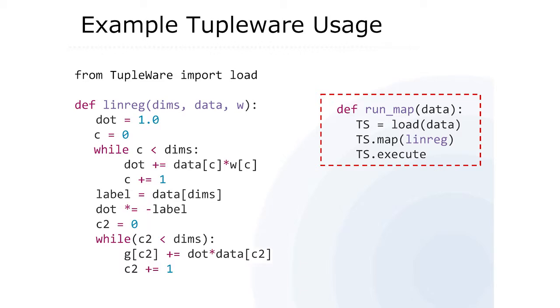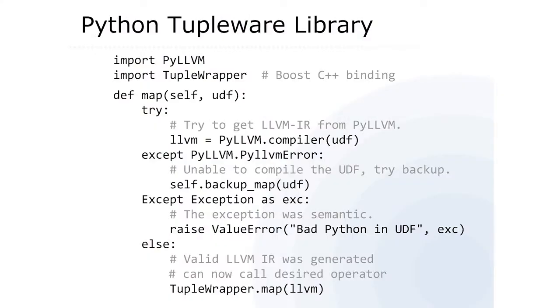This is pretty much the simplest thing you can do, which is just map a function to your code and execute it. If you go one level lower, you see that the Python Tupperware library itself is pretty straightforward. The first thing we do is we try to compile the UDF. If that fails, maybe it's something we haven't implemented, so then we try our backup method. If that fails, maybe the code that was passed in is bad, or we have a bug somewhere in our code. Who knows? Next up, we call map using the Tupperware bindings, and we have a function.